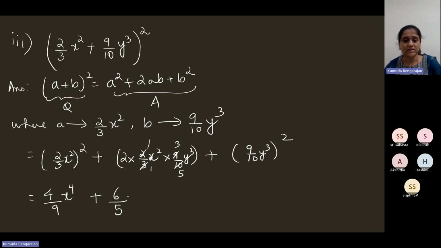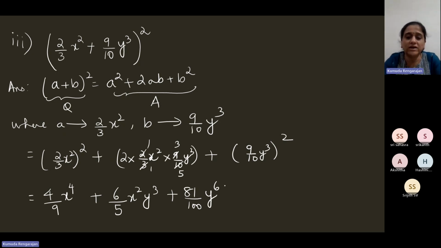6 by 5 x squared y cubed. Correct. Plus 81 by 100, not 9 by 10. 9 into 9 is 81, 10 into 10 is 100. y to the power 6. y cubed the whole square. Multiply the powers, 3 into 2, 6.